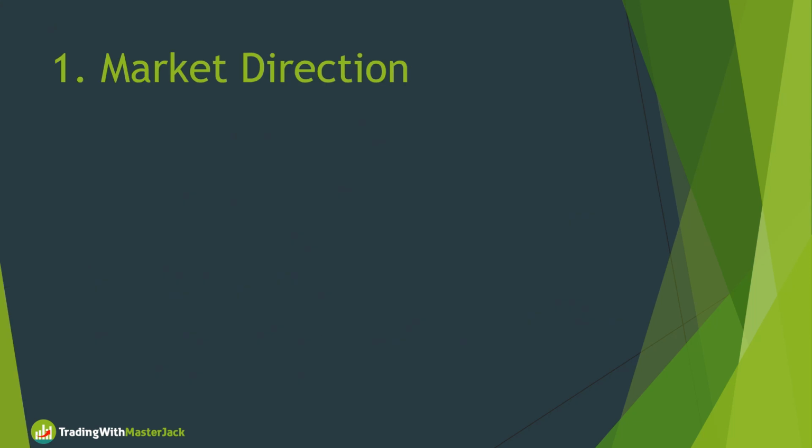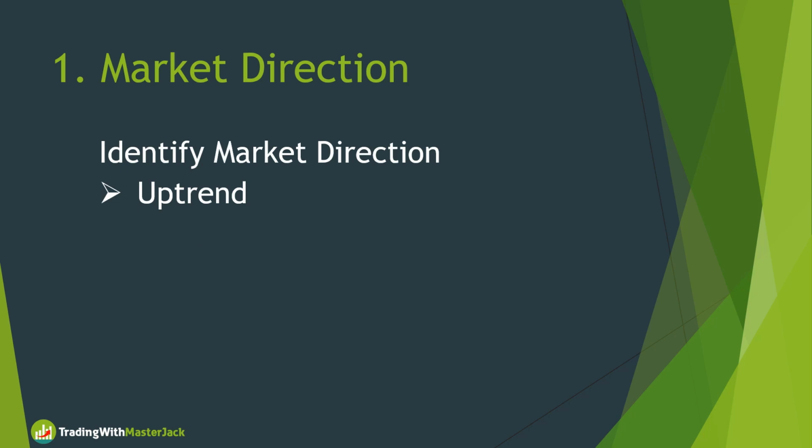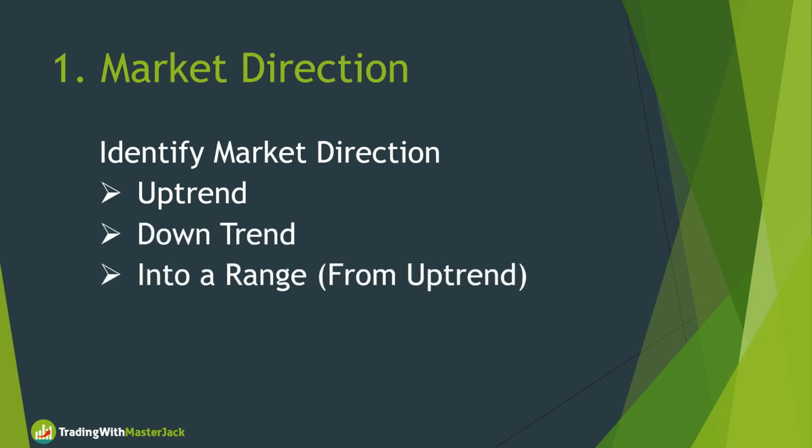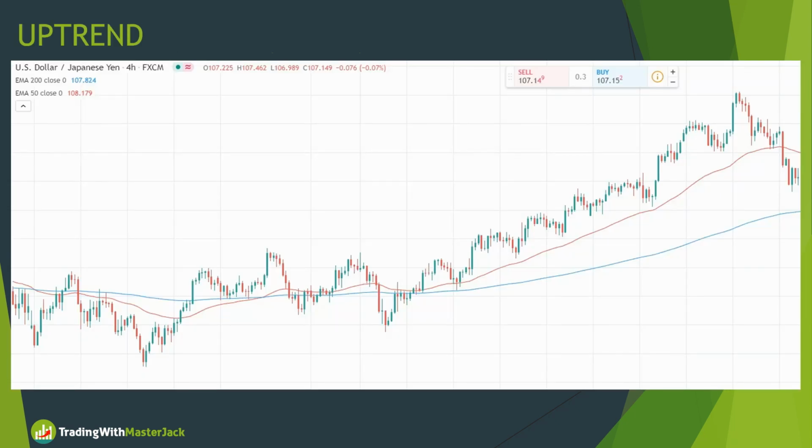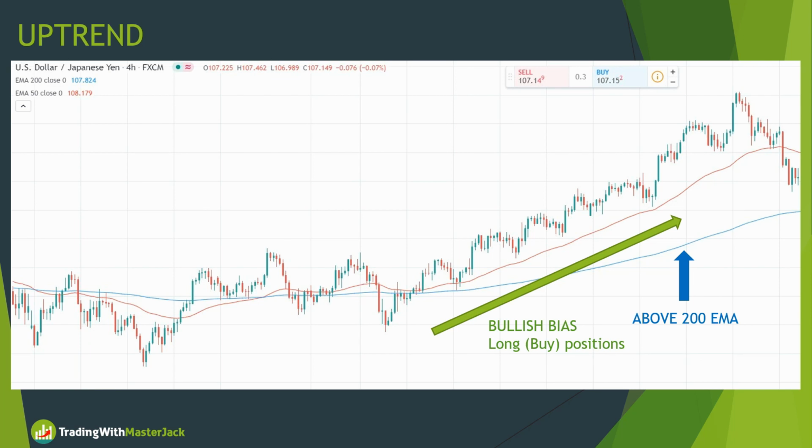Number 1, market direction. You got to identify market direction. Is it an uptrend, downtrend, or into a range from an uptrend or into a range from a downtrend? In an uptrend, you'll see the price movement is generally upwards and that it is above the 200 moving average. In that type of situation, you'll want to hold a bullish bias, wanting to open long or buy positions.